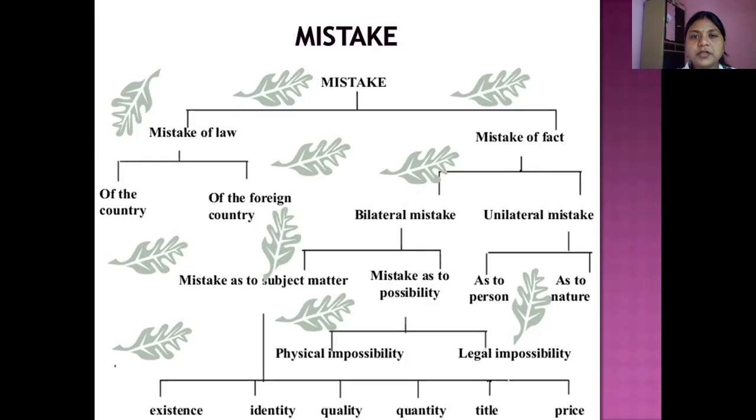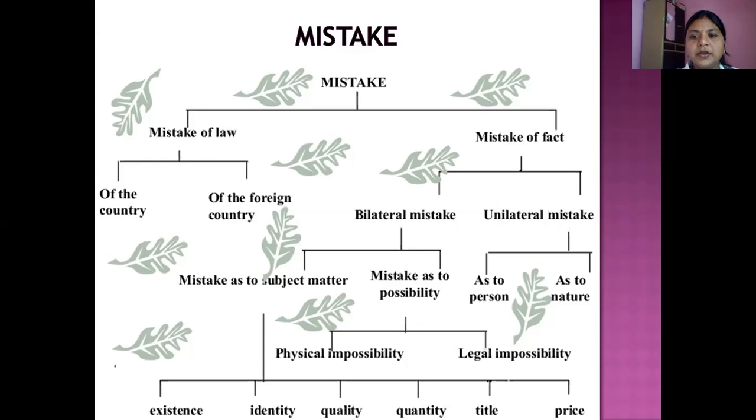Physical impossibility is when the contract cannot be performed because of the physical inexistence of the thing. And legal impossibility means when, because of law, some sort of impossibility arises to perform the contract. It is called legal impossibility.